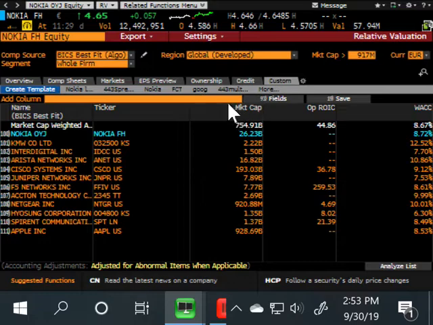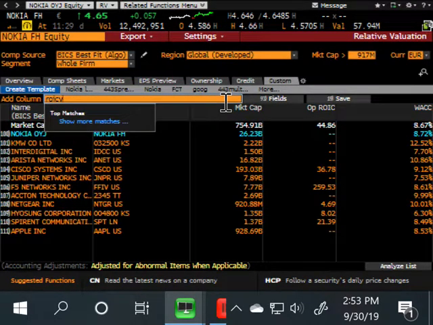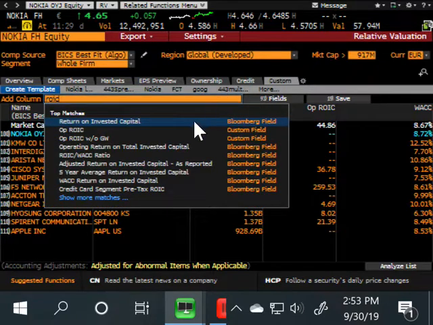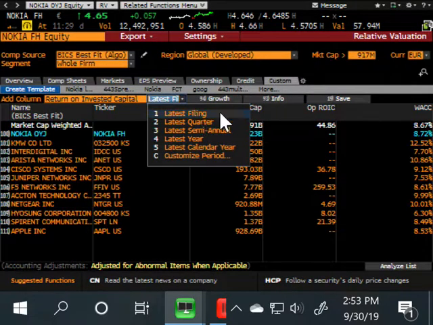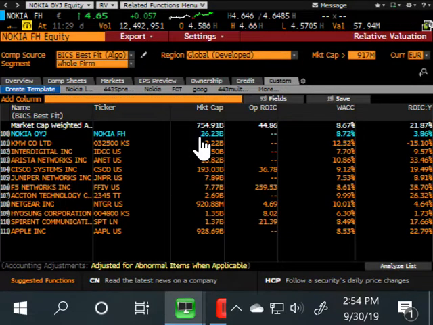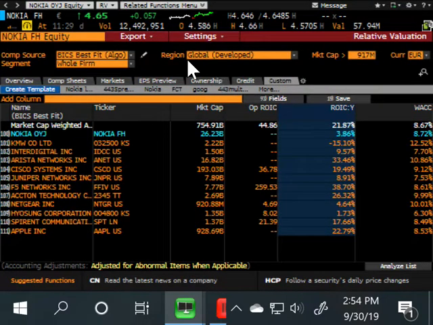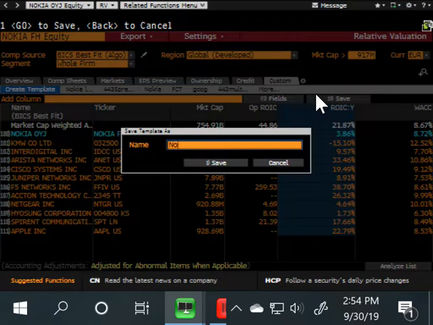So if we don't calculate the operating ROIC, we can use traditional ROIC. So go here to Bloomberg. As of the latest year, just to be consistent with the operating ROIC definition, we can use that as a proxy. And I'll save this. My Nokia template.